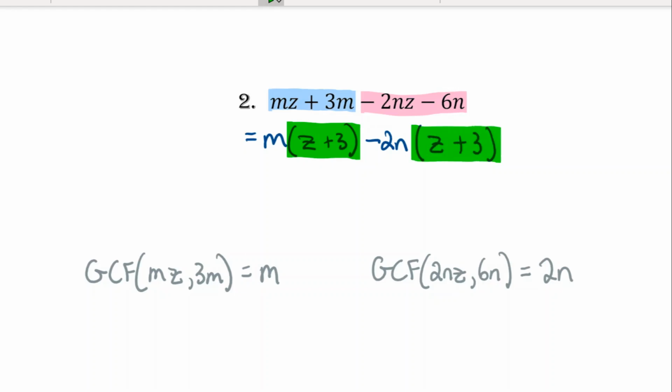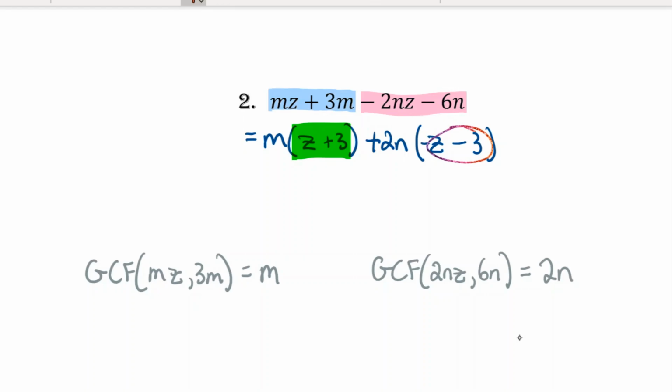Now, if I didn't do this, if I had left this as a plus 2N, then plus 2N times negative Z gives me negative 2NZ. And then for the second term, if I did 2N times negative 3, that gives me negative 6N. That's fine, but look, now this and this are different. And we don't want that. We want them to be the same.